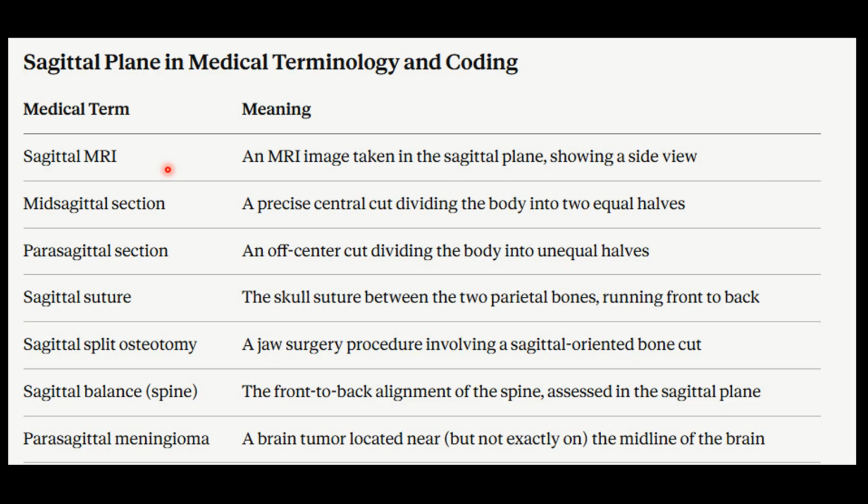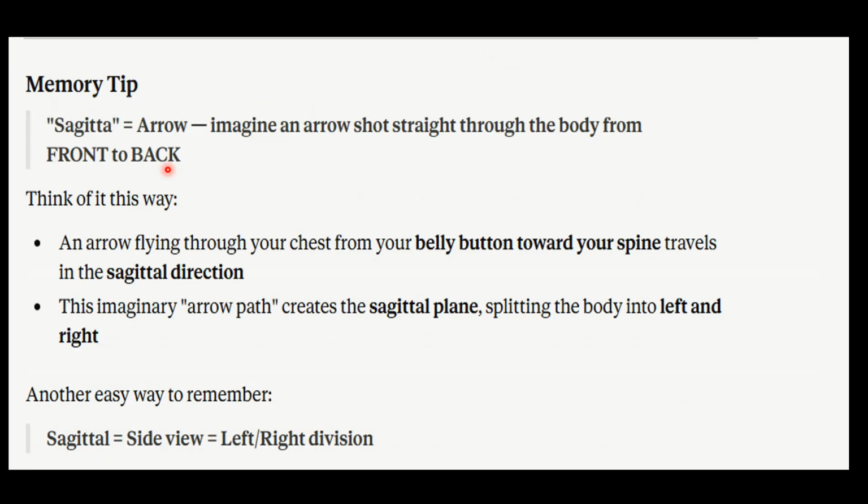Now we have learned so many things. So how are we going to remember it? There is a trick that will help you remember it. Sagitta means arrow. So imagine an arrow shot straight through the body from front to back. An arrow flying through your chest from the belly button toward your spine travels in the sagittal direction. The imaginary arrow path creates the sagittal plane, splitting the body into left and right.